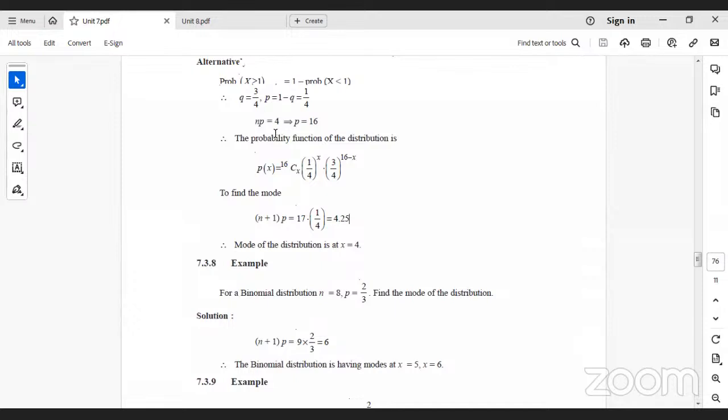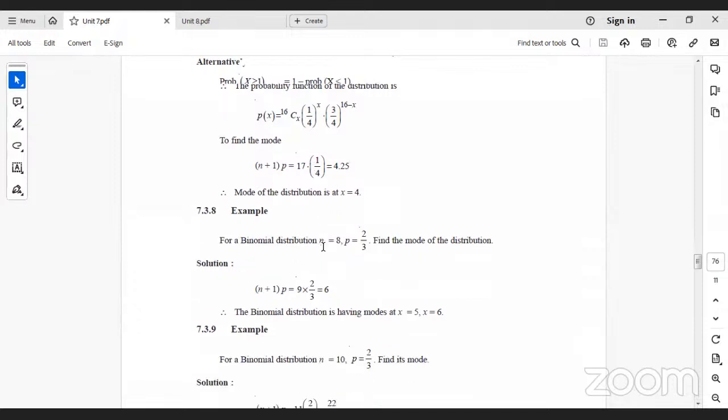Can you hear me? Yes, sir. So find the binomial distribution, n is equal to 8, p is equal to 2/3, and find the mode of the distribution. So n is equal to 8 and the formula for the mode is (n plus 1) into p. So n plus 1 means 8 plus 1 is 9, and p is 2 by 3, so 9 into 2/3 is 6. The mode is x equal to 5 and 6, so x can be 5 and 6.